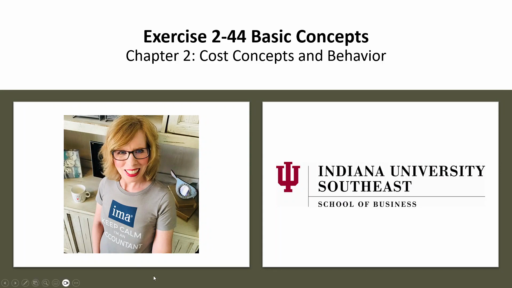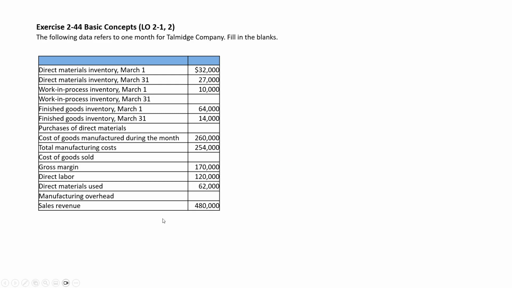In this video, I'm going to demonstrate some of the basic concepts of the calculations for cost of goods manufactured and cost of goods sold using exercise 244 as an example. You may look at this problem and say, oh goodness, normally when asked on problems to calculate cost of goods manufactured and cost of goods sold, you're moving forward with the calculation. Here I've got holes in between.